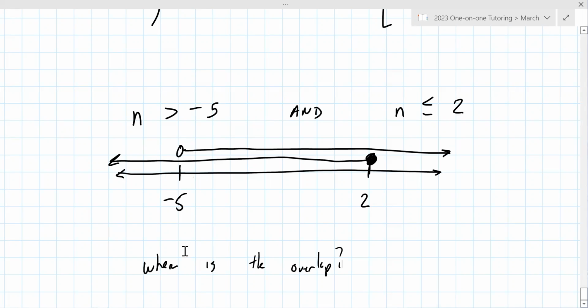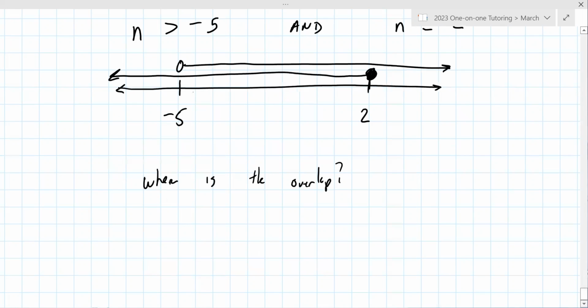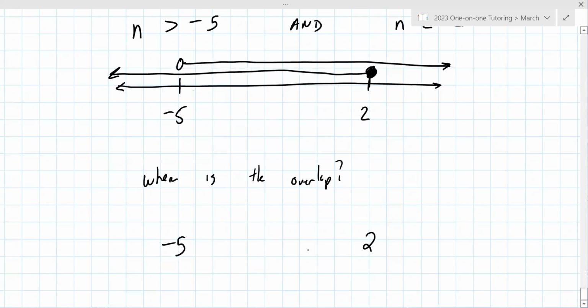From -5 to 2? That's right. Now at -5, and here's n, is it a less than or equal to here? Is it this symbol or this symbol at -5? It's based on whether it's open or closed there. Less than? Yes. And then same question at 2, is it this one or this one? Less than or equal to? Yes.